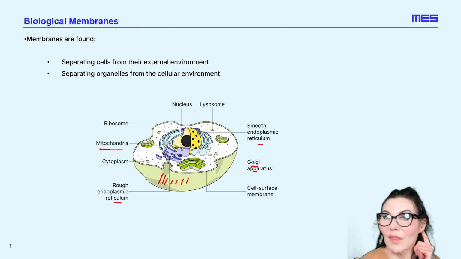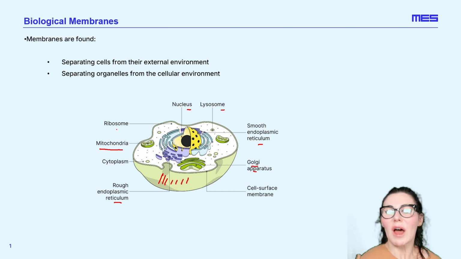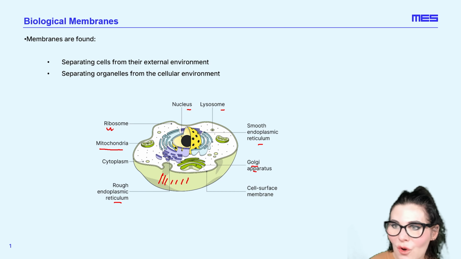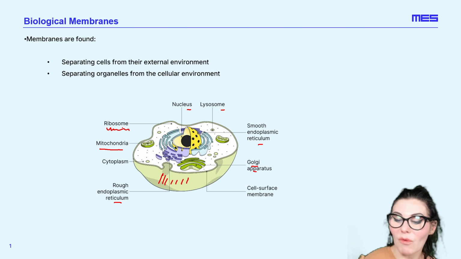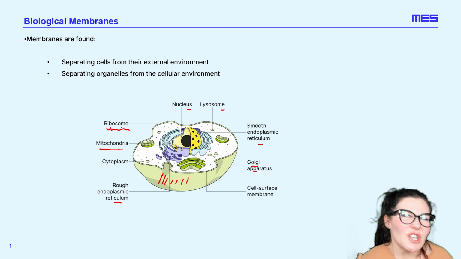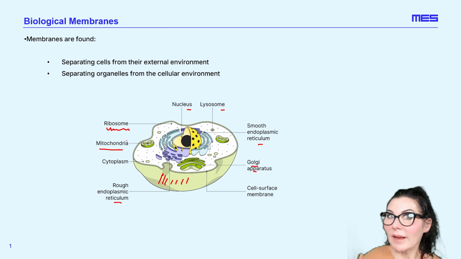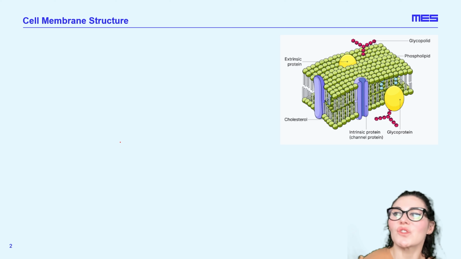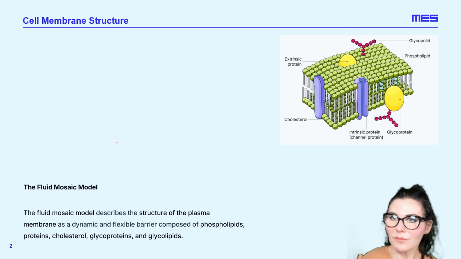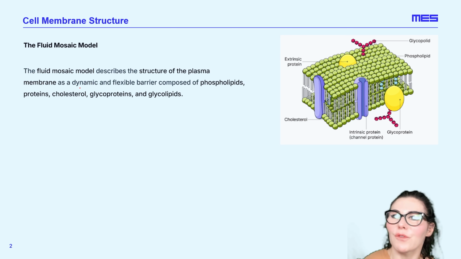Lysosomes too, and the nucleus are membrane-bound organelles. Ribosomes aren't. Ribosomes are not membrane-bound organelles. They are organelles, but they don't have a membrane around them. So that's generally what a biological membrane is. In terms of its structure, we're looking at the phospholipid bilayer that forms a fluid mosaic model.